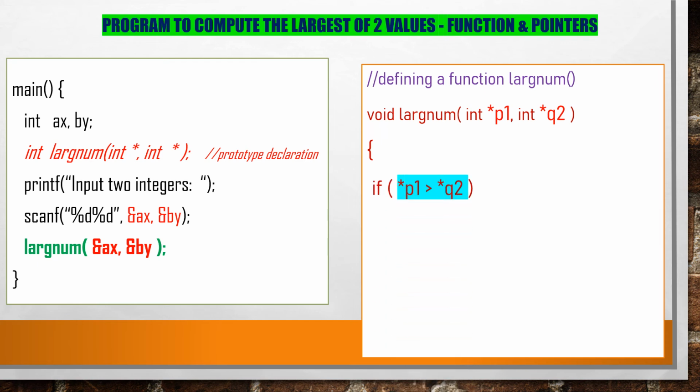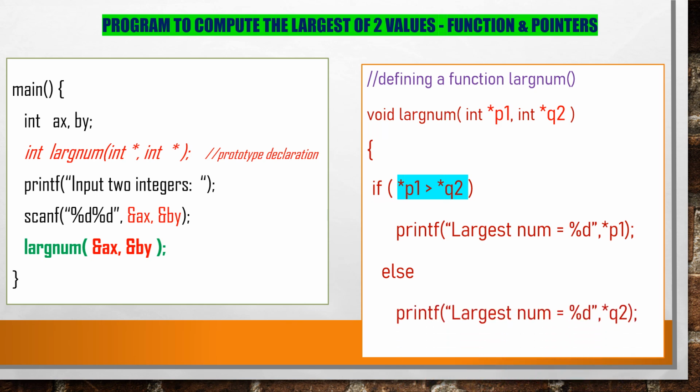If *p1 > *q2, we have the answer for this case, printf("largest number = %d", *p1). Else we have the alternate answer, the largest number will be the one pointed by *q2. Closing braces for the function. So this is how the function is combined with the pointer concept. This mechanism is known as call by reference function call. Instead of passing the values directly to the function, we'll be passing the references or the address of the values to the function in this case.